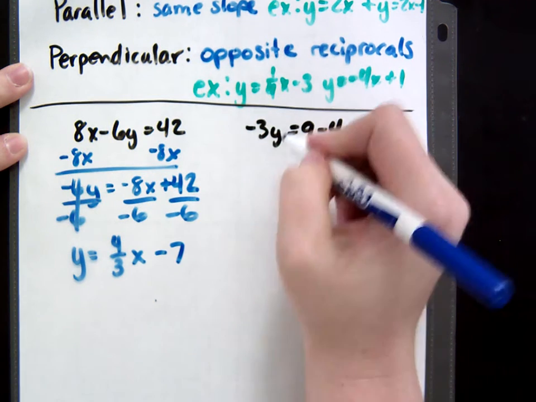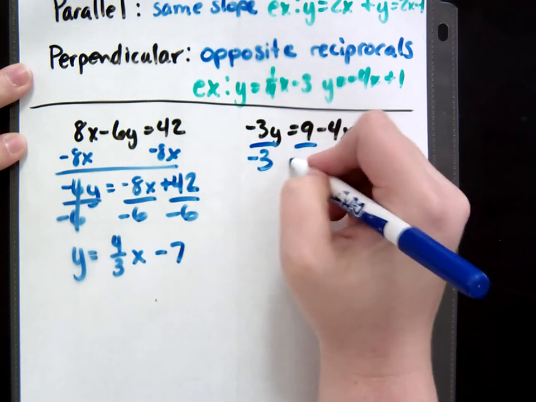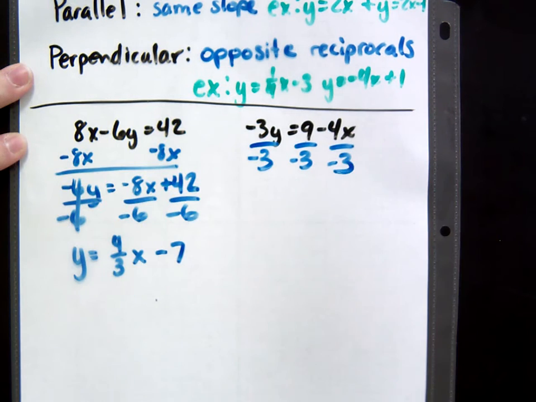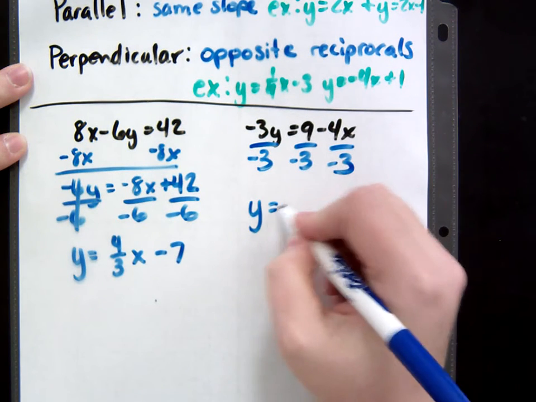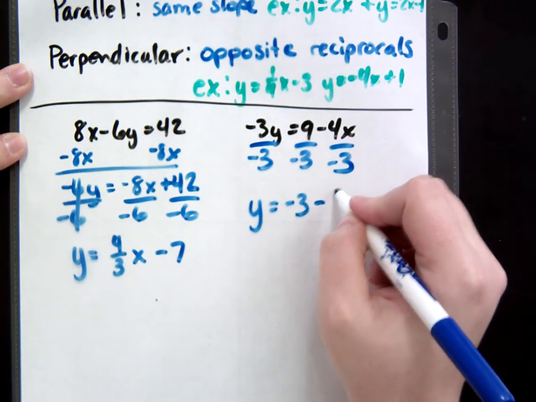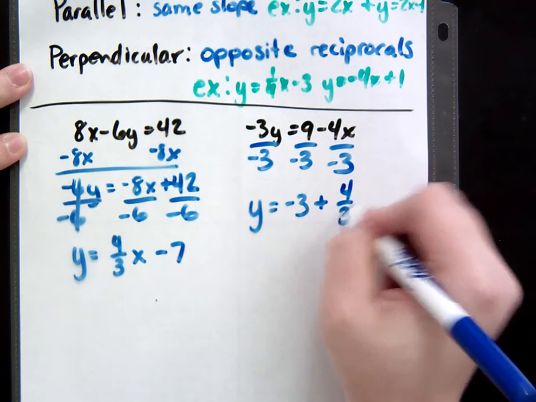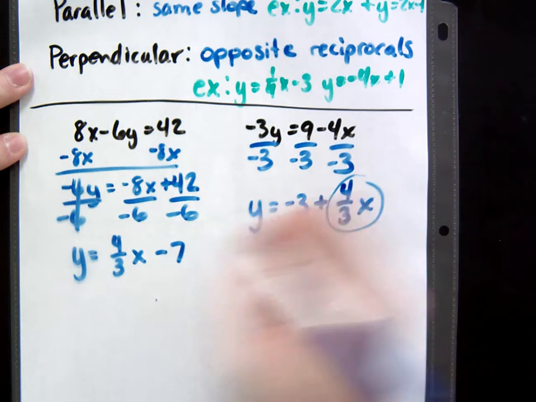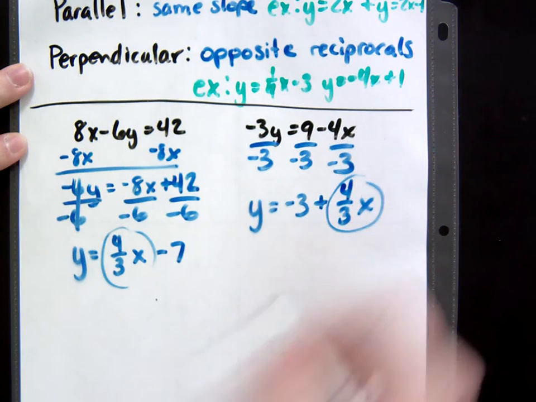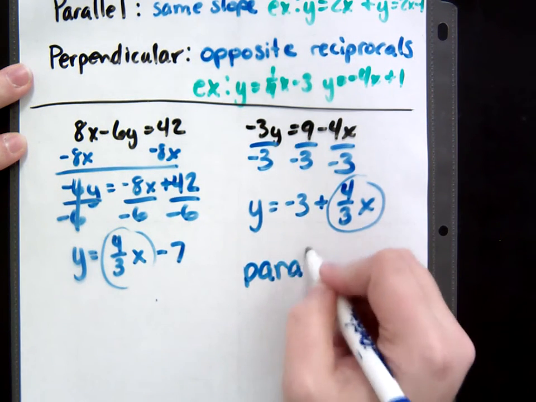Now I look at the other one, and to get this one by itself, the only thing I have to do is divide by negative 3. So I get y equals negative 3, or plus, I'm sorry, negative divided by negative is positive, plus 4/3 x. And when I look, my slopes are the same, which means these lines are parallel.